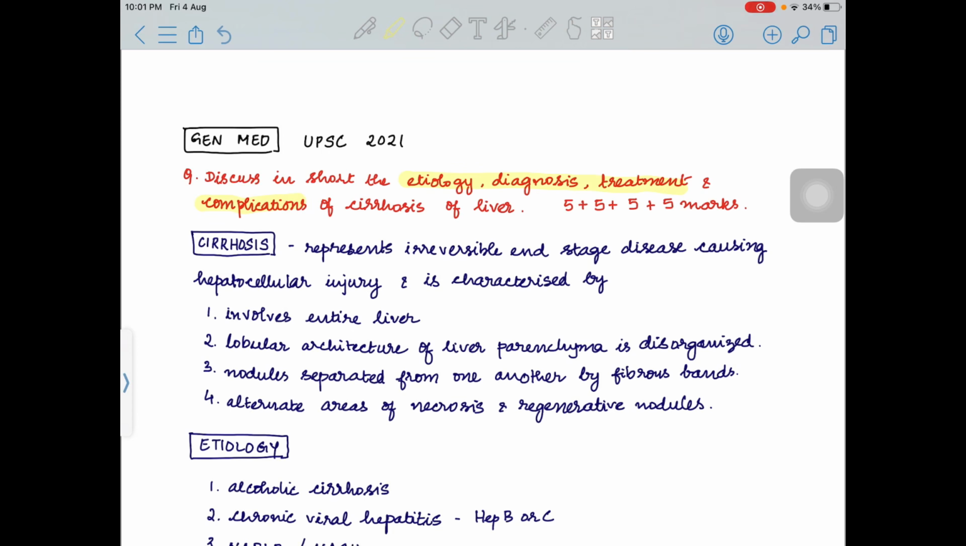So the question asks about cirrhosis of liver. So we can start with the definition of cirrhosis. It represents irreversible end-stage disease causing hepatocellular injury and is characterized by involvement of entire liver. Lobular architecture of liver parenchyma is disorganized. Nodules separated from one another by a fibrous band. Alternate areas of necrosis and regenerative nodules.